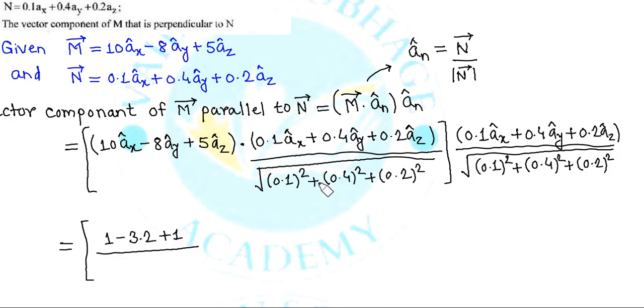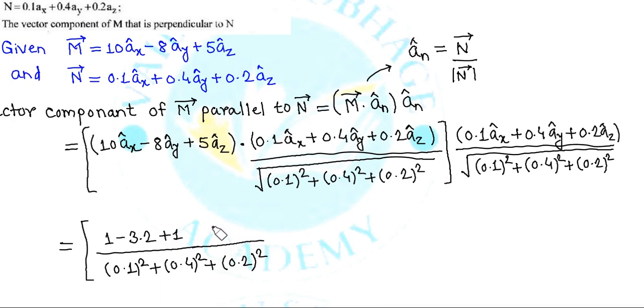for now you just give this square root as it is, or you can simply multiply this square root into this square root. So what will happen? This square root and this square root will get cancelled out, and you will be having this much value, that is 0.1 square plus 0.4 square plus 0.2 square, since that square root is now squared.